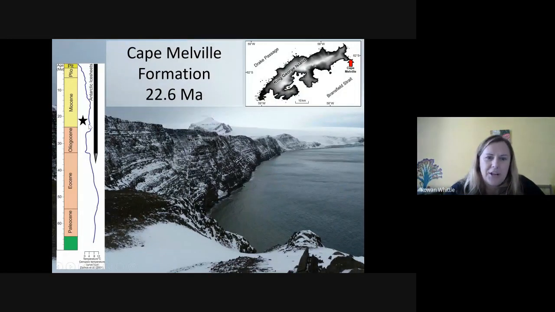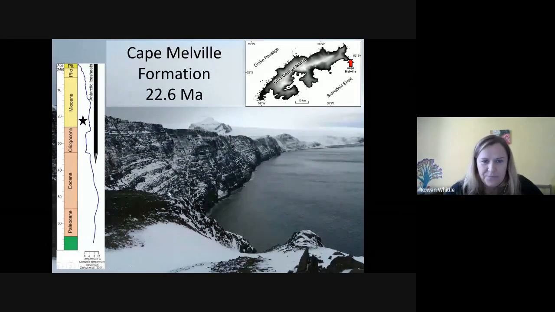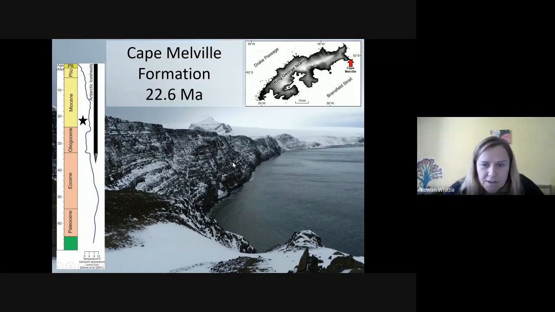In the next unit we looked at, the Cape Melville Formation, which is younger and also deposited under ice conditions 22.6 million years ago, is providing a different story. Now, all the units so far have been deposited in more or less shallow waters, and the Cape Melville Formation differs in that it was deposited in slightly deeper waters. And this is a picture of the Cape Melville Peninsula looking back towards King George Island. And as you can see, it's a really steep cliff, which is a real fun adventure trying to get up there to do our sampling on a very snowy day.